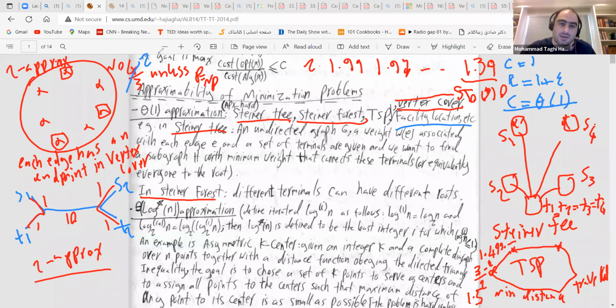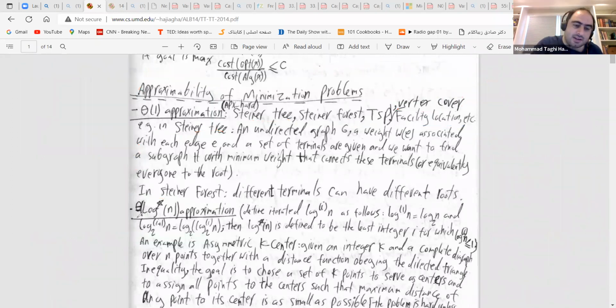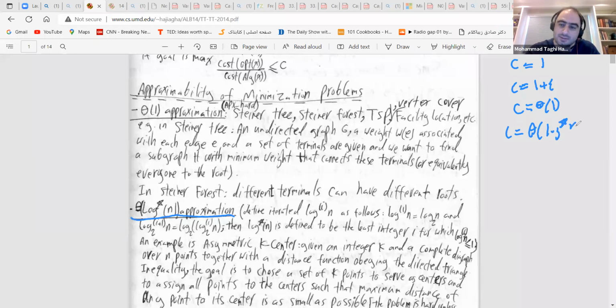Let me clear these things. After this class, there is another class. So this is again C equal to 1, C equal to 1 plus epsilon, then C equal to order 1, or theta of 1 even. Then C is equal to theta of log star n.